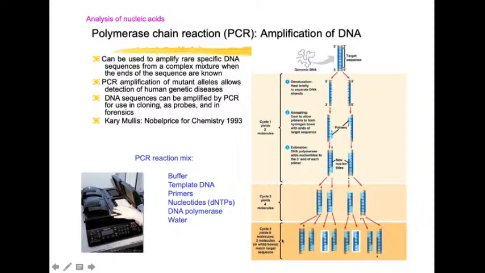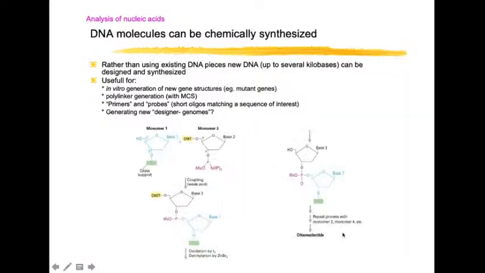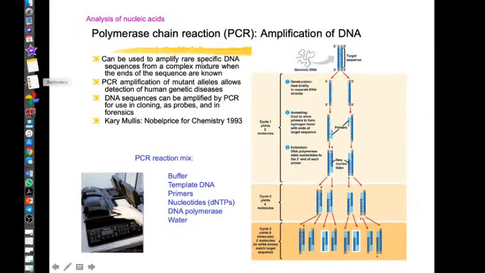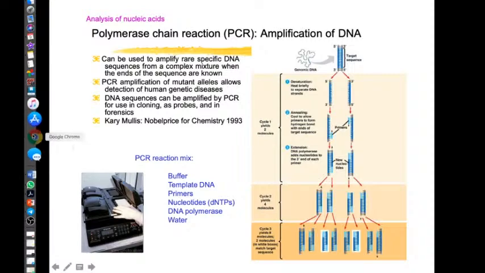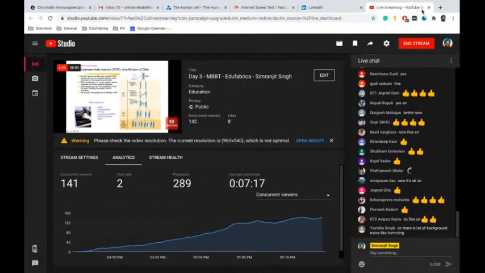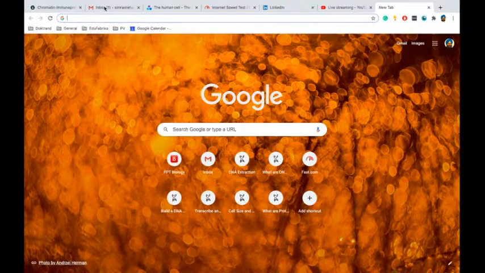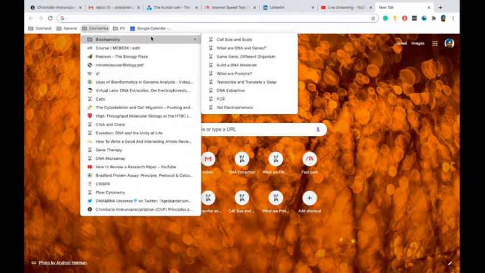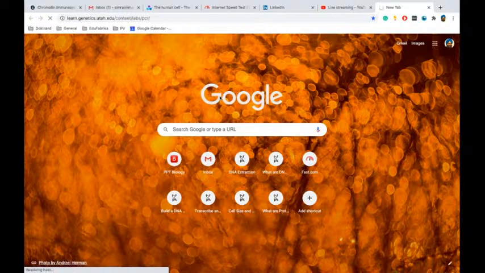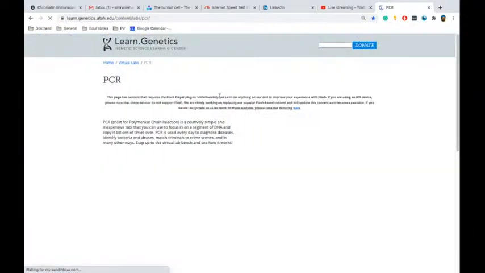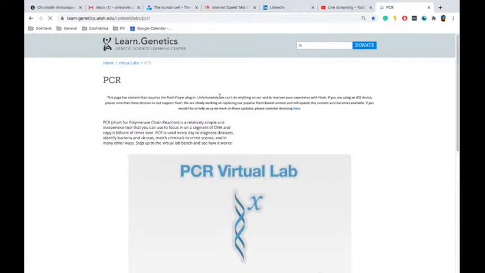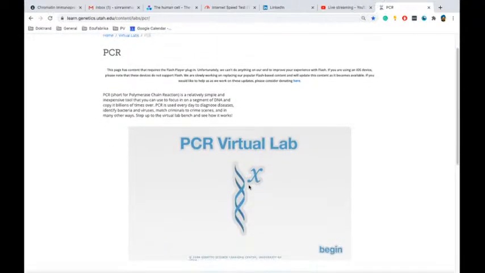Then you again repeat the same cycle, and you yield 8 copies. By this, you can have an amplified version of PCR, a lot of DNA. So that was a short way of telling it. Now let's go for a virtual lab. PCR virtual lab.